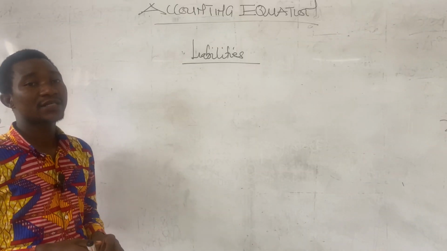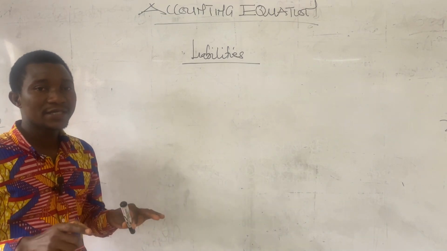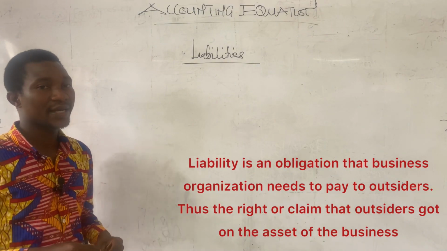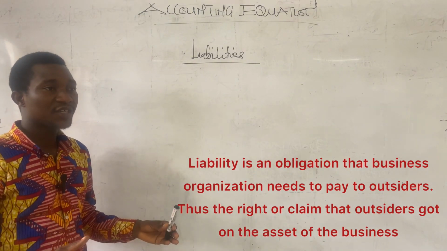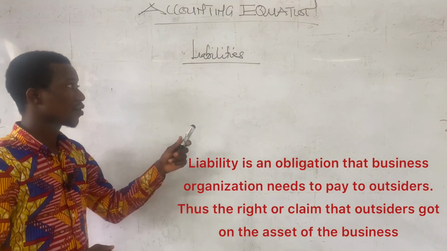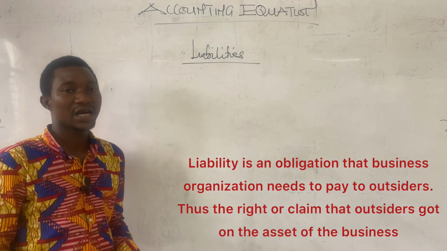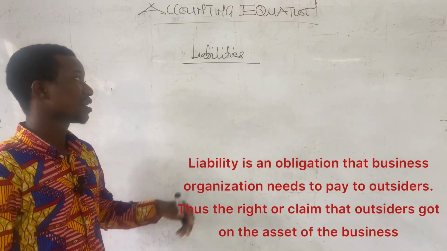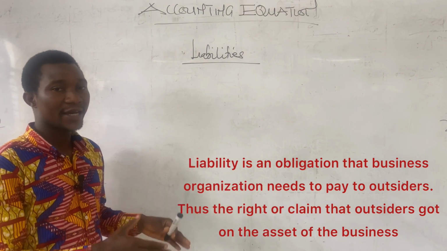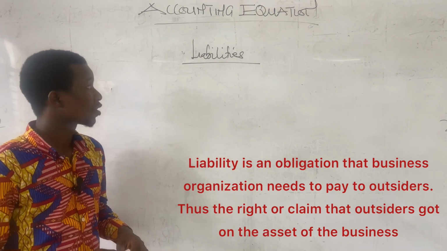So the second element I would like to talk about is liabilities. What is a liability? Liability simply means financial obligations that a business has to pay to outsiders. Any financial obligation or any amount that a business owes to outsiders is what we call liabilities. So any amount that a business organization has to pay to outsiders, we consider as a liability. So the liability is the right and claim that outsiders have on the assets of the business. Is that okay? Very good.